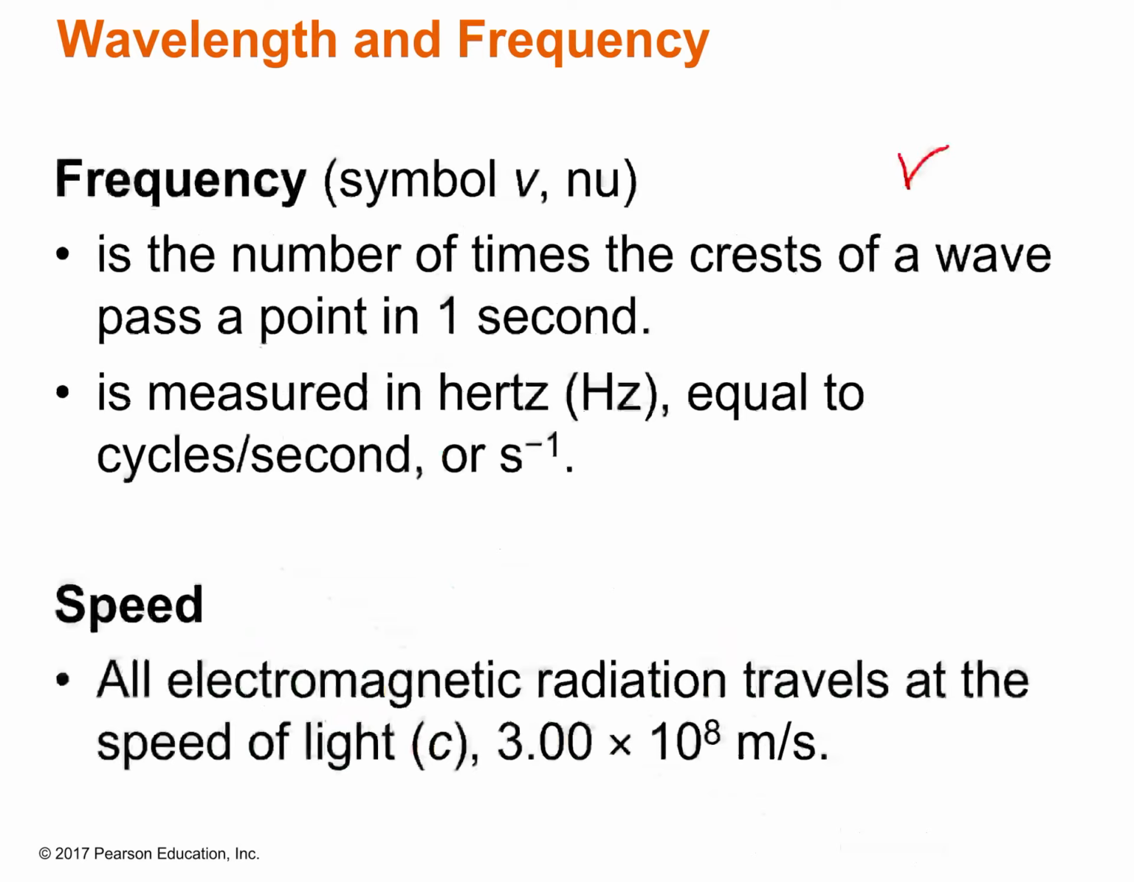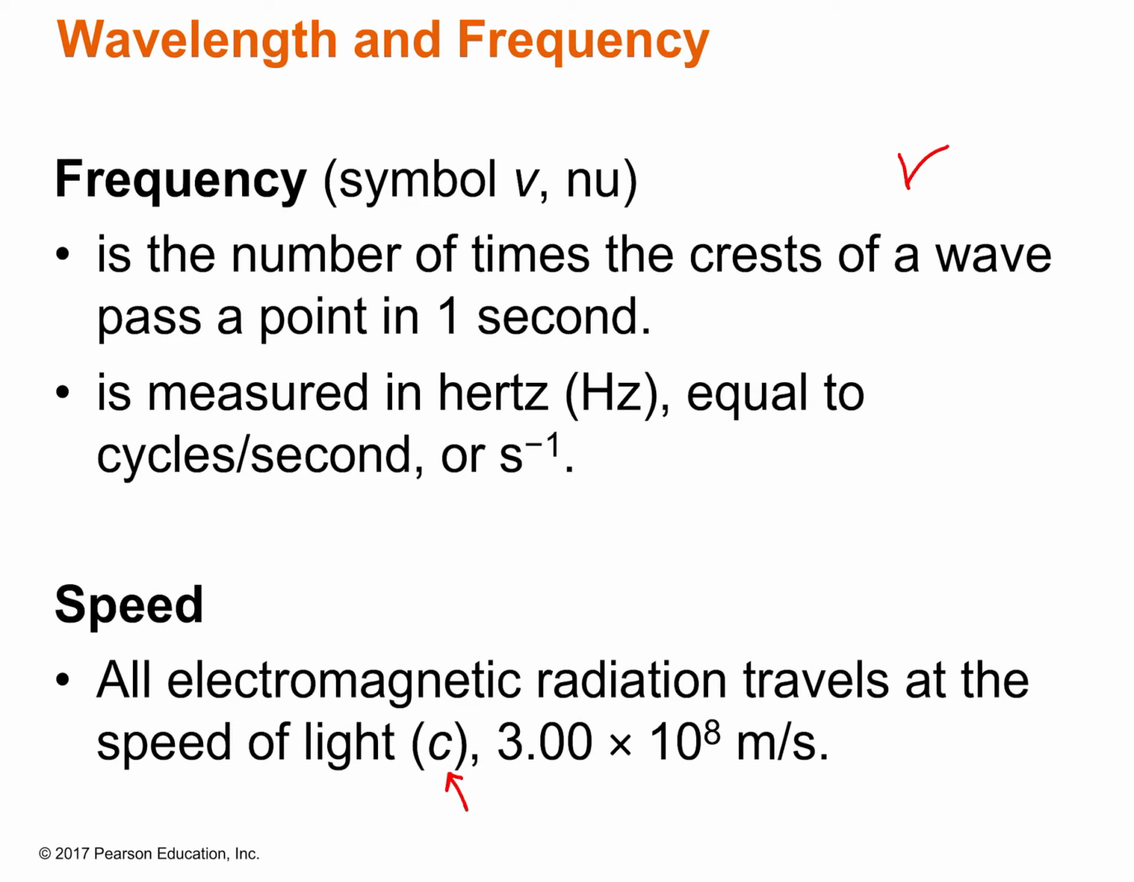And then speed, all electromagnetic radiation travels at the speed of light. And the speed of light, we use the letter C, and it's 3.00 times 10 to the 8th meters per second. It's really, really fast. So all light in a vacuum, anyways, is going to move at the speed of light, which is 3 times 10 to the 8th meters per second.